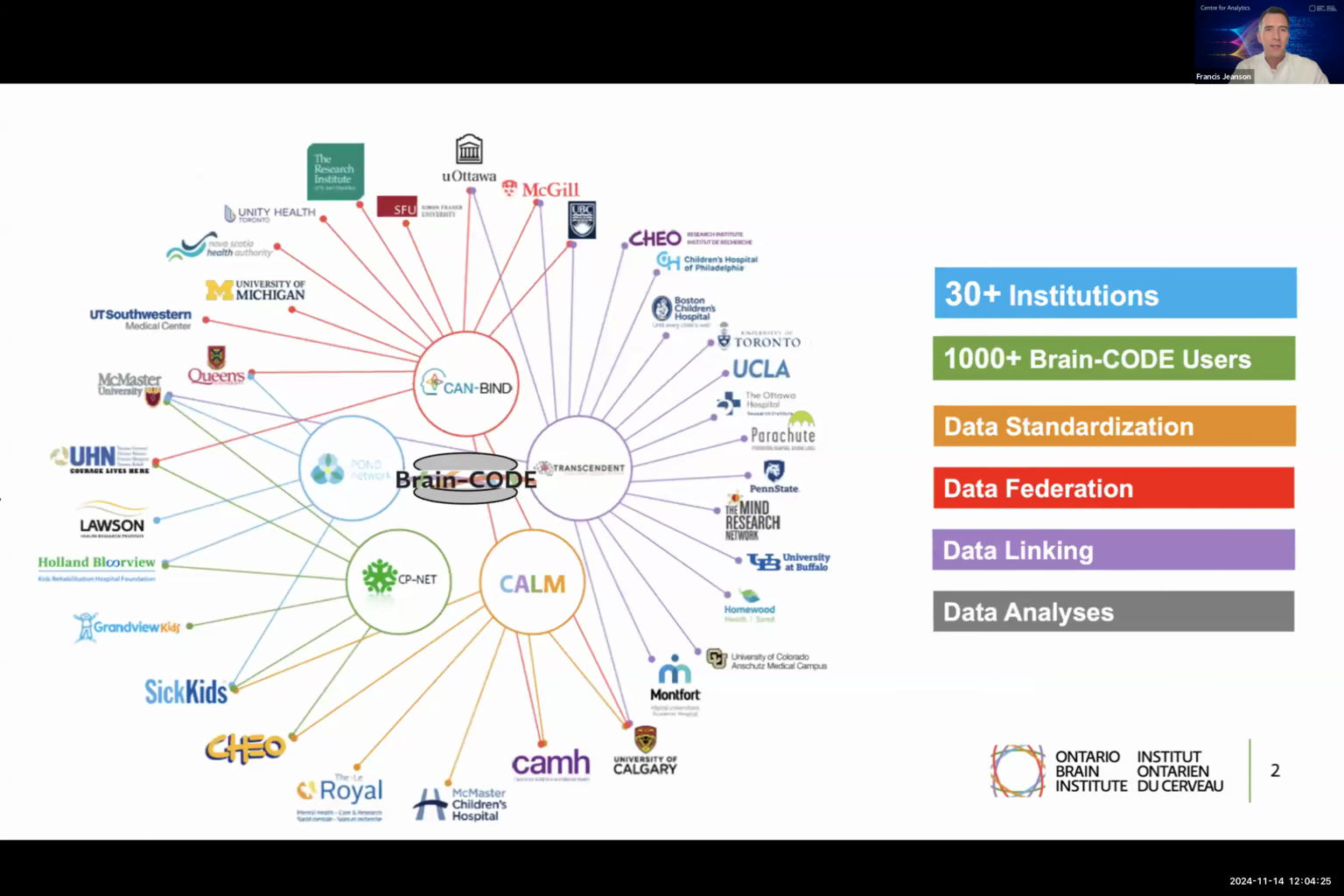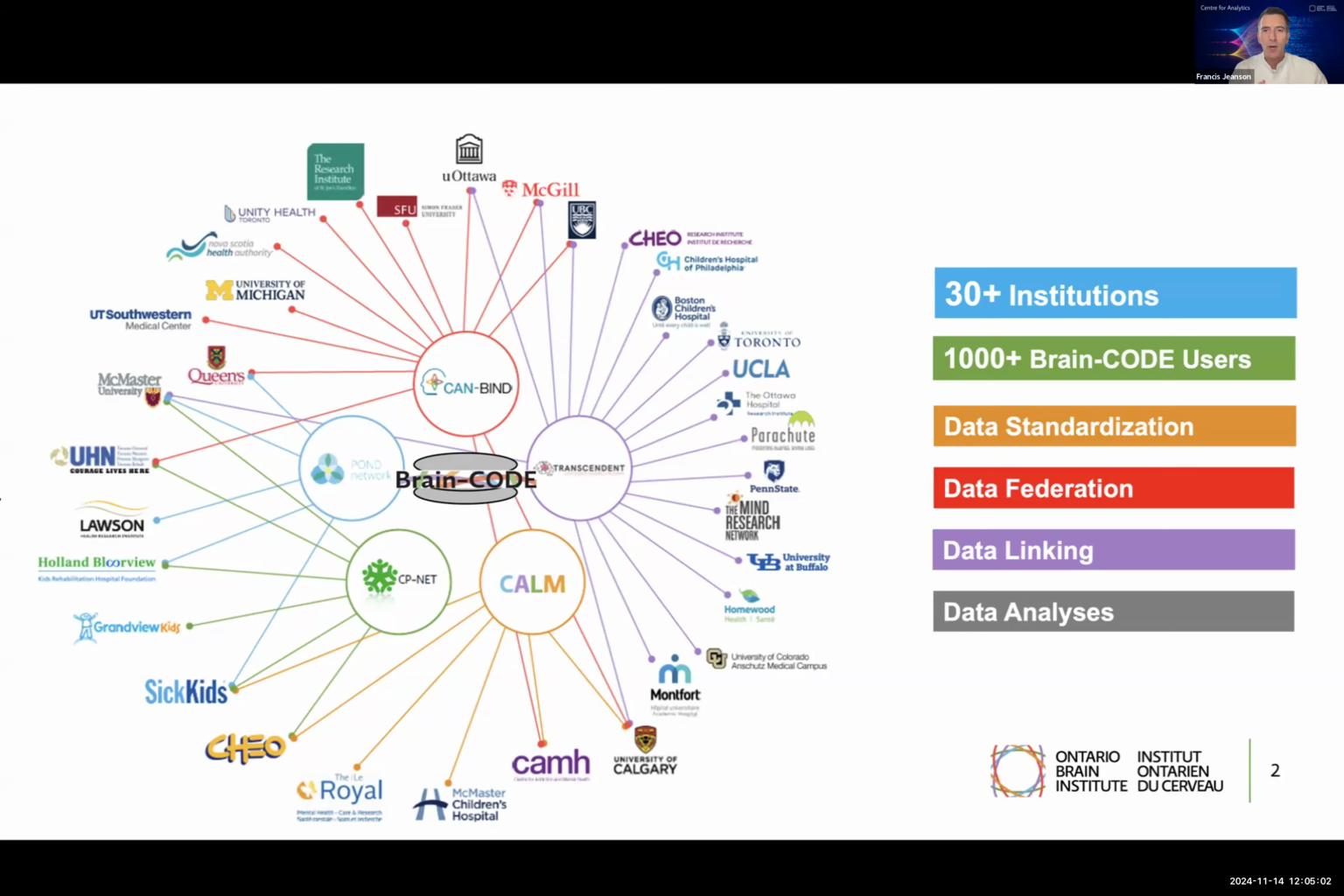And the way OBI does this is by implementing and integrating large research programs. We call them integrated discovery programs. And you see here on this diagram near the middle, these 5 large programs, including CanBind, that are looking at major depressive disorders; the POND network, looking at neurodevelopmental disorders; the CP network, looking at cerebral palsy; the CALM network, a new program with OBI, looking at multiple mental health disorders in youth; and the Transcendent network, looking at concussion across the age groups.